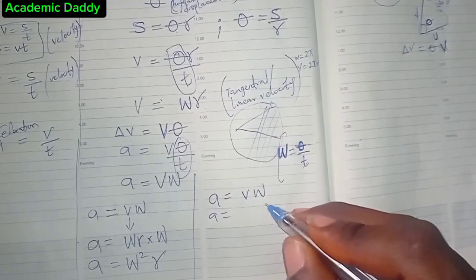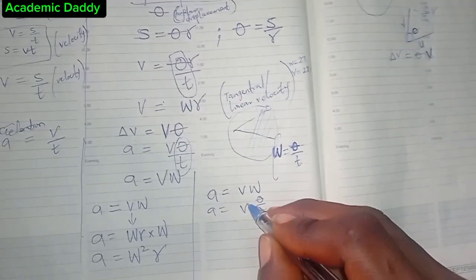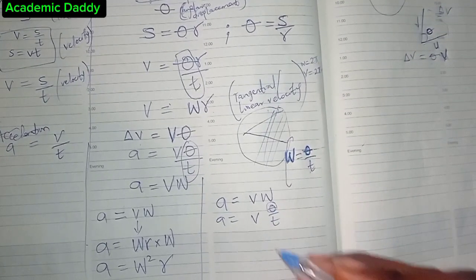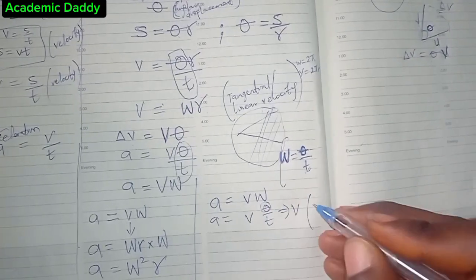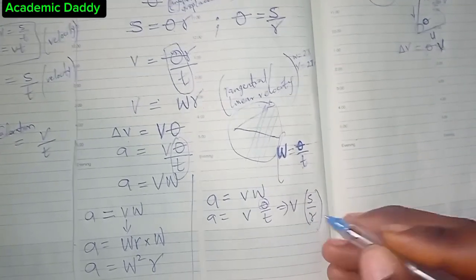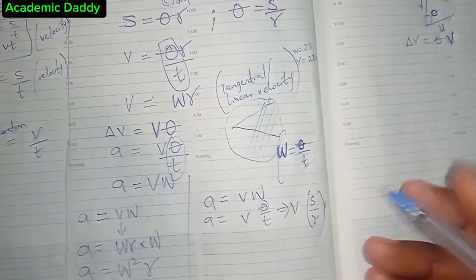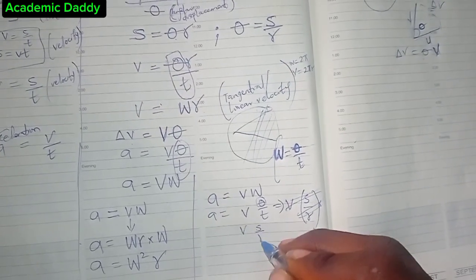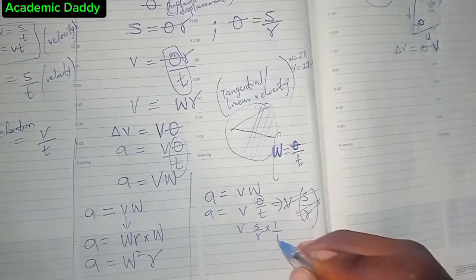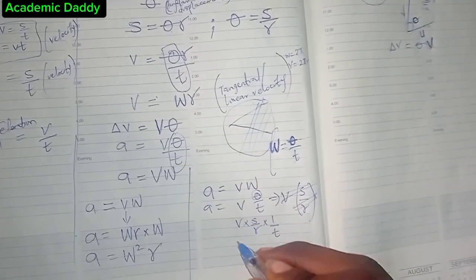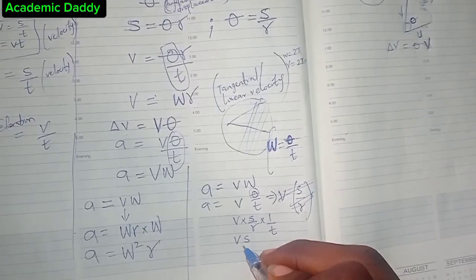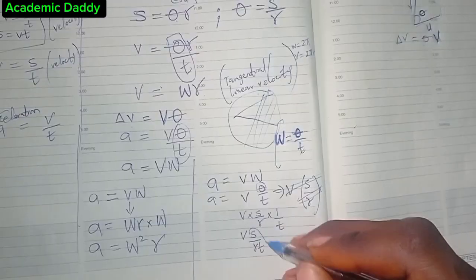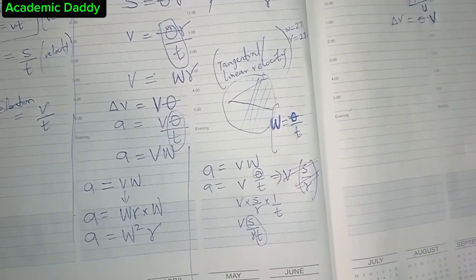So I can say, if this is theta over t, then I have v. Then let's change the value of theta here, so that this becomes equal to v. Then putting the value of theta, we have s over r, times v for v, then s over r for theta times 1 over t. If you put this together, you have vs over rt. And if you look at this very well, this thing looks like something we know in kinematics.